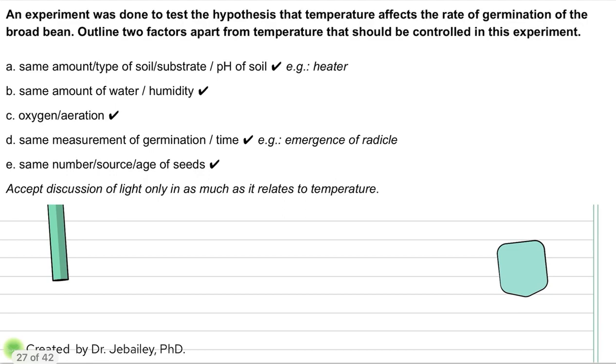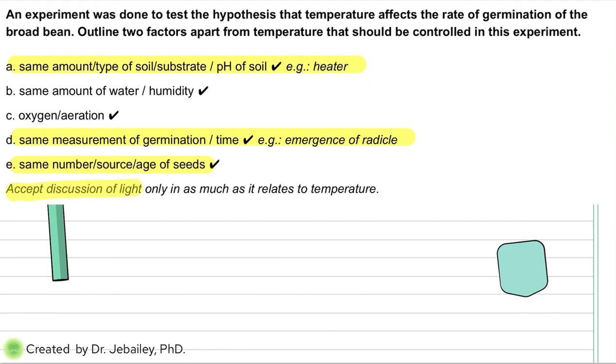And then here, same number or source or age of seeds. So these are other things that can act as a factor. So this is basically like doing an experiment here. Once again, these are additional things, because we're making a test of temperature affecting germination. If I want to test germination, what are other ways I can test it? Why not play with the soil? Why not play with the time of germination? Why not talk about different seeds with different ages? Or the number of seeds? So these are just ways to manipulate different experiments with germination.